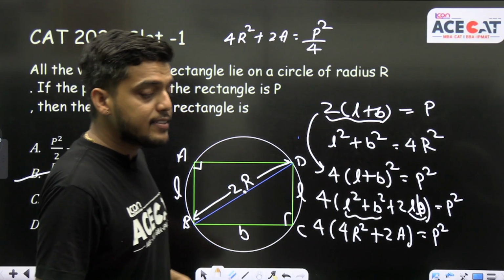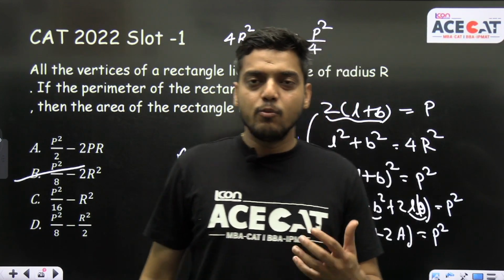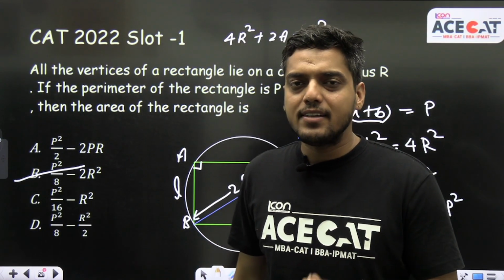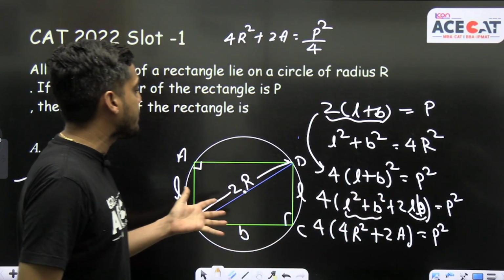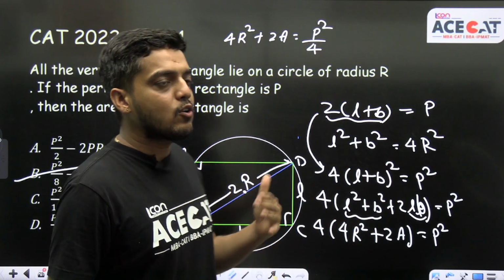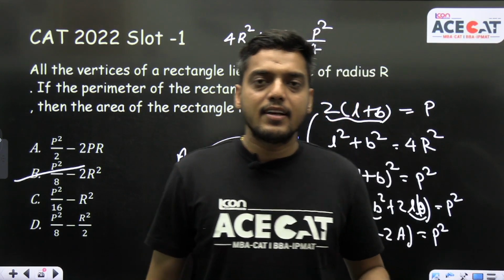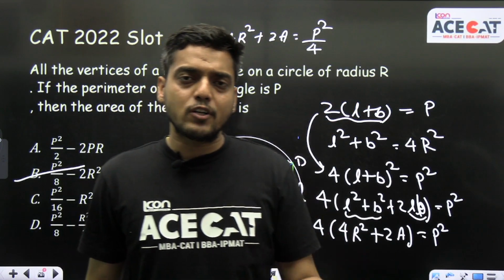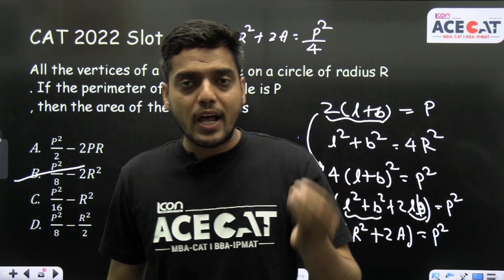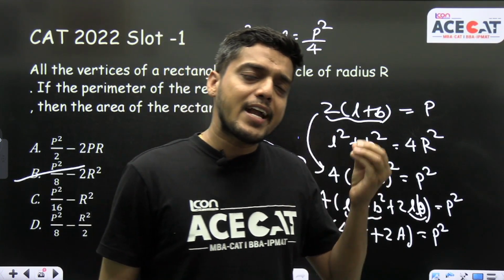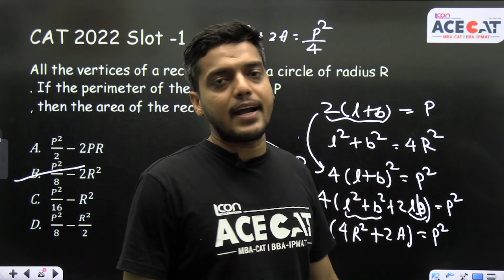So how easy was this question? You must know the basic properties of geometry, and you can solve these questions quite comfortably. All questions are not going to be very difficult. There are some easy questions and moderate questions, and we have to target these questions. We cannot lose these marks in our CAT exam, students.